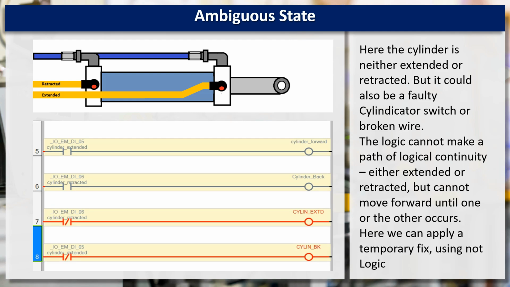So we have the problem of an ambiguous state because the cylinder is neither forward nor back, so we're not making the limit switch. So one of the things you can do is you can use the NOT logic. For example, for cylinder extend, we're using it's not retracted, and for the cylinder back, we're using the not extended. So if one of these limits becomes true, then the logic gets resolved. And if we move back the other way, again, the logic gets resolved.